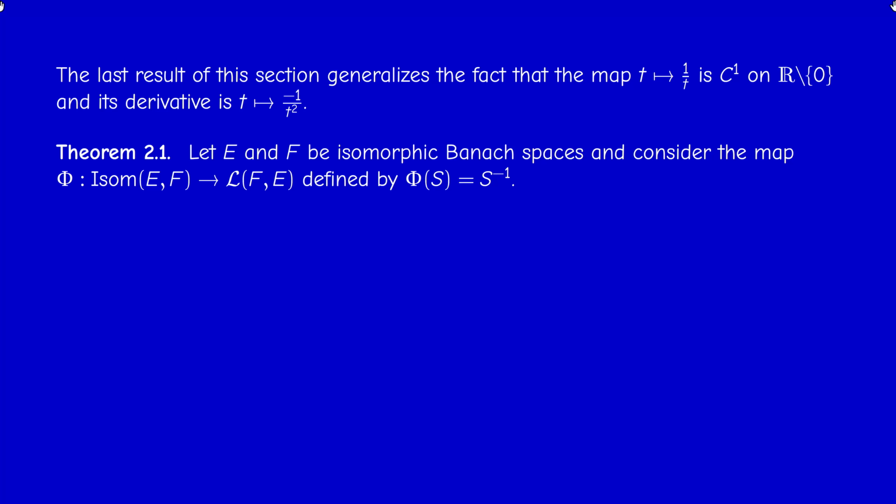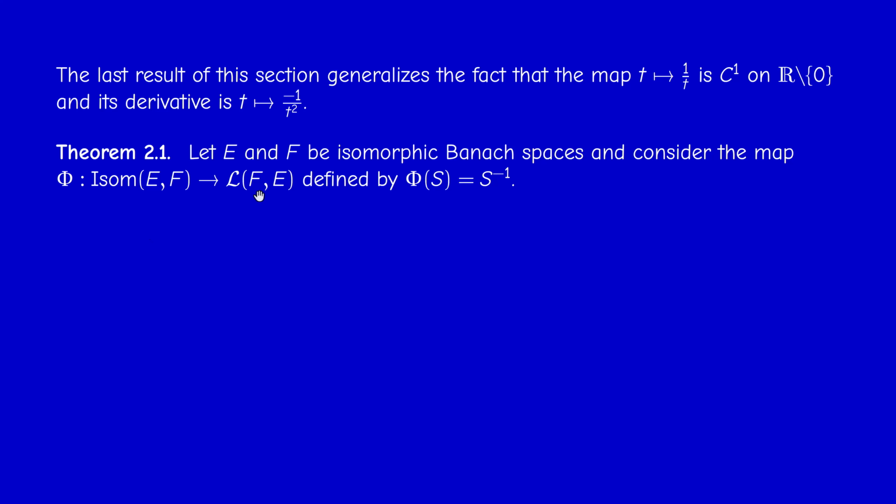So here's the result. Now we need the condition of completeness. So far we were working in just any normed space, but now we need completeness because first of all we need E and F to be isomorphic in order to ensure that this set is not empty. And the Banach condition, if you recall, ensures that this set is open.